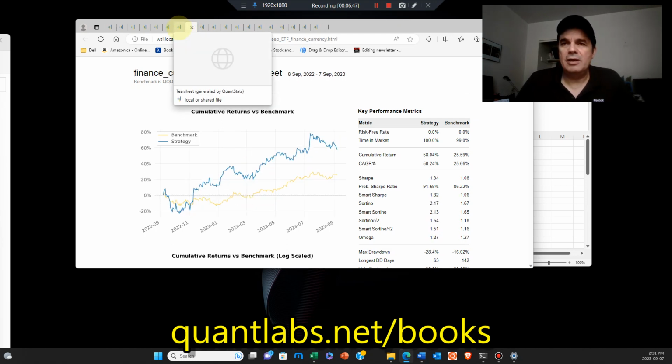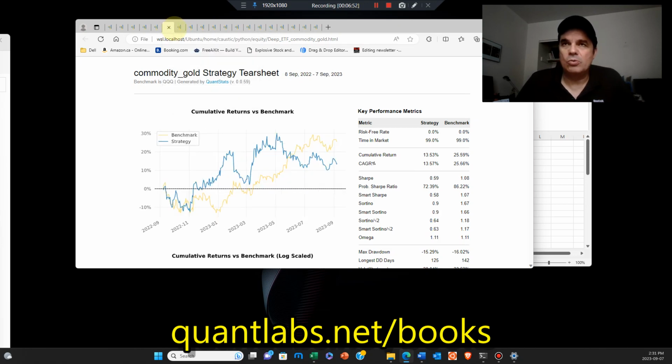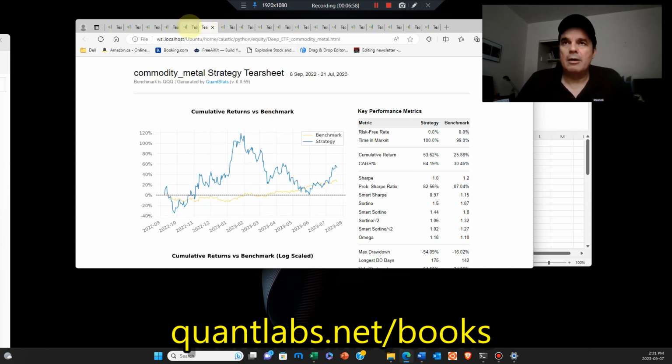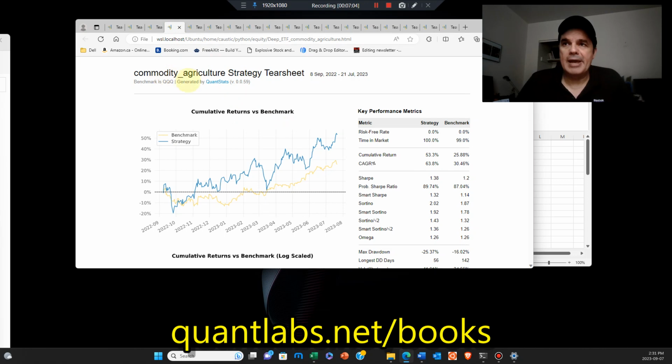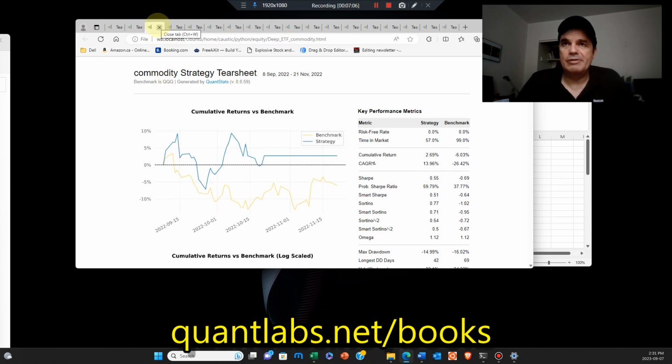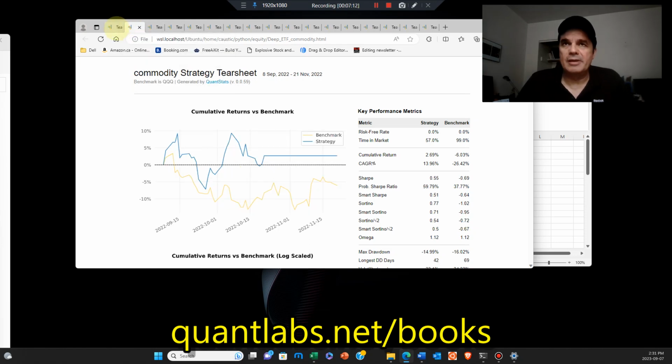Finance currency. We have metals kind of outperforming there. Commodity gold is underperforming lately. You can see that here, so no point in keeping that on. We've got energy. That's no good. Actually, I'm going to keep that open. Agriculture's outperforming. We've got strategy, cumulative commodity strategy. We've got materials underperforming. And lastly, energy.